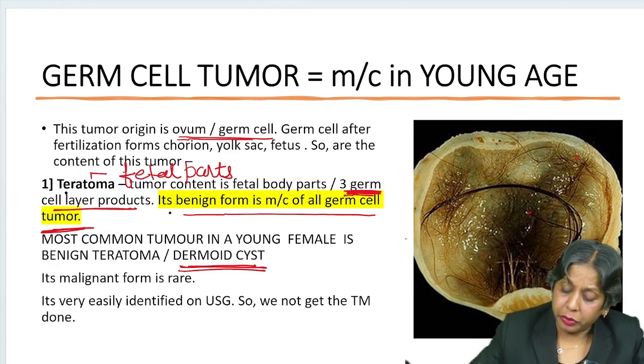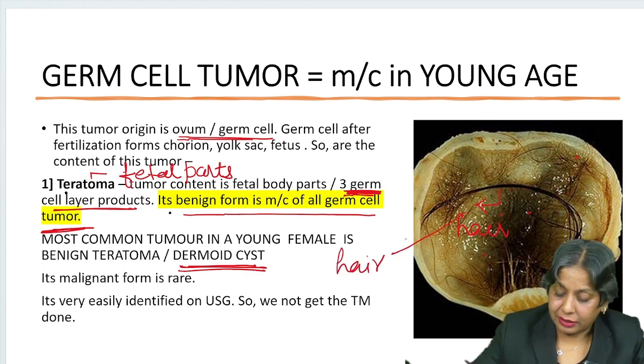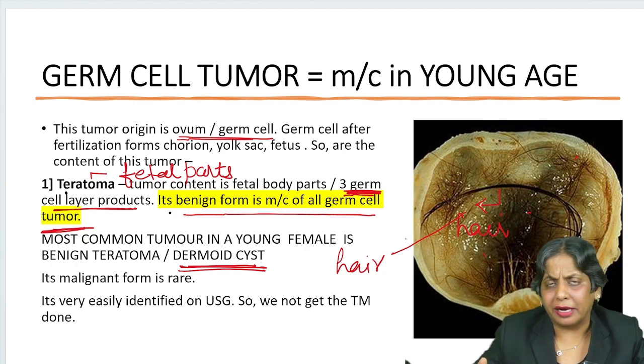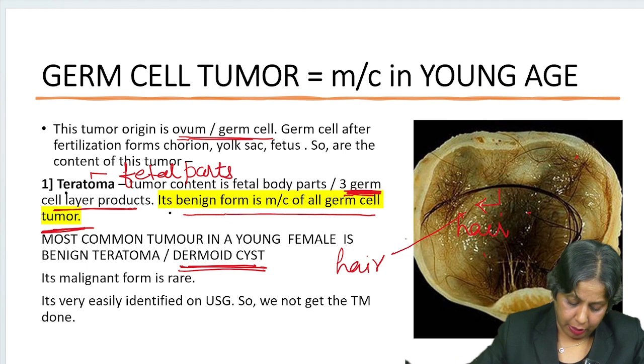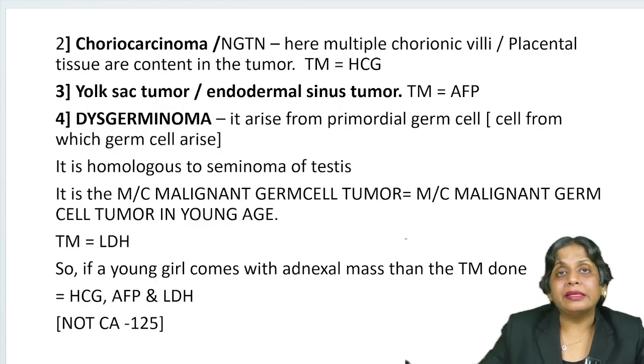In this picture you can see that this is the ovarian mass, and these are the hairs. Similarly we can see hair, maxillary tissue, thyroid tissue, all the ectoderm and endoderm derivatives. So basically what is more common, hairy structures in the ovarian masses, is benign dermoid cyst or the benign teratoma. Okay, now let's see what are the other types of ovarian tumor.